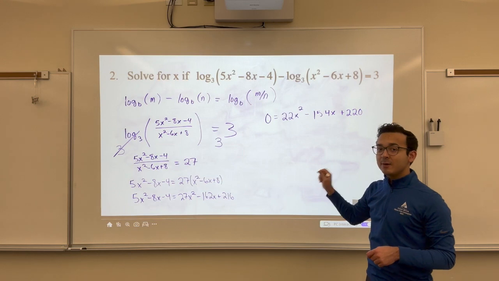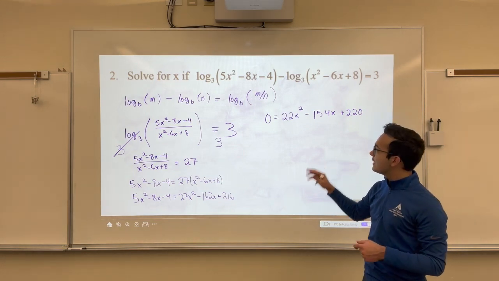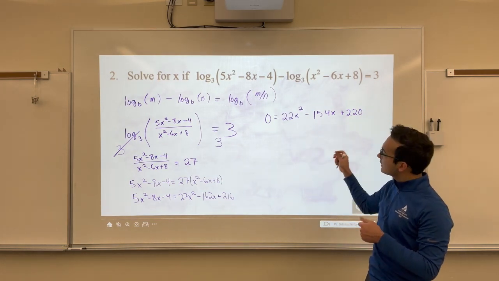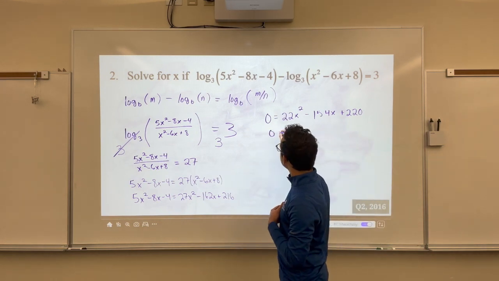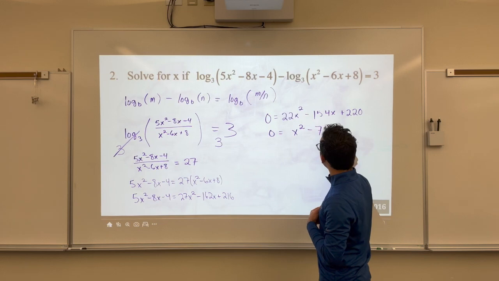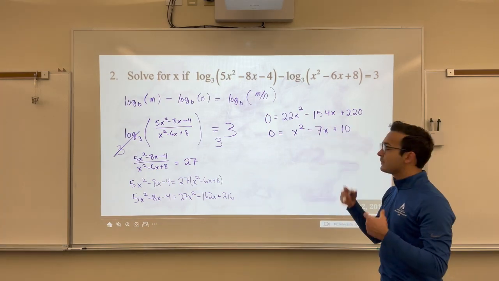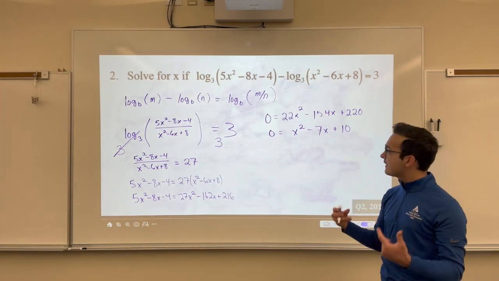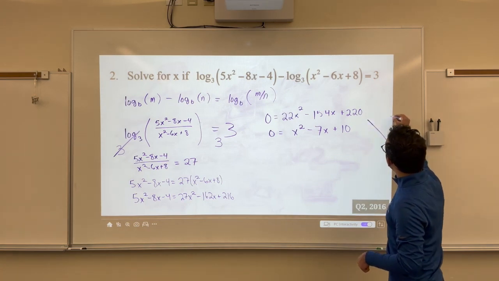Thankfully, there is a common factor of 22 here, so we can divide each of these terms by 22 to get that 0 is equal to x squared minus 7x plus 10. From that point, that's a pretty simple quadratic to factor. We have our factor x over here.